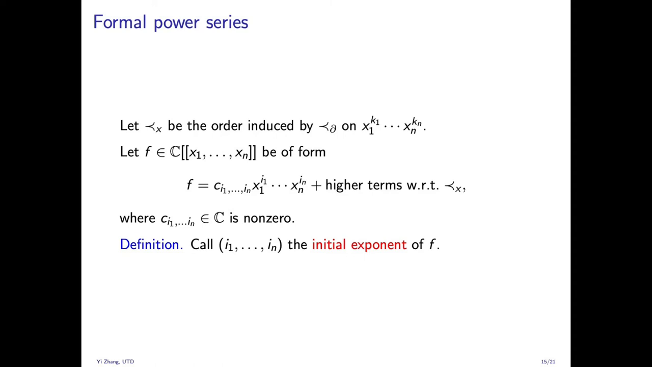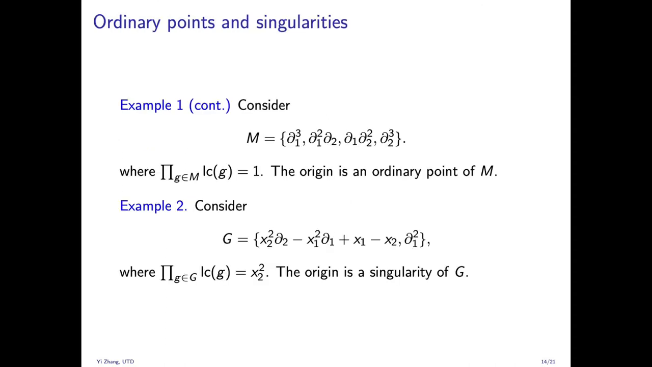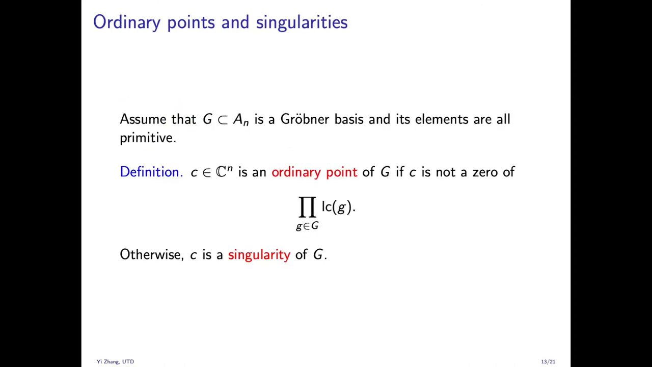Can I ask you a little thing? Back on the page about the Gröbner basis, your definition of singular points and ordinary points. The elements of G, it's still linear, is that right? Yes, it's still linear. Okay, that's fine then.